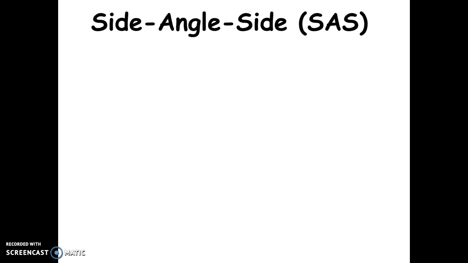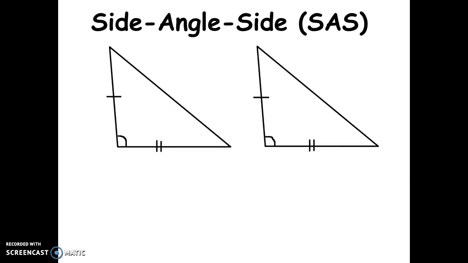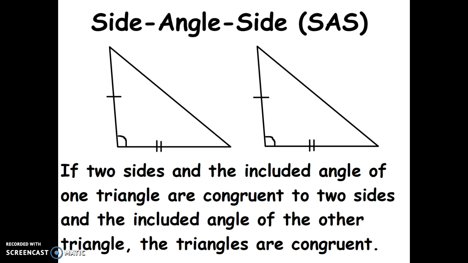Side angle side. If two sides and the included angle of one triangle are congruent to two sides and the included angle of the other triangle, the triangles are congruent.